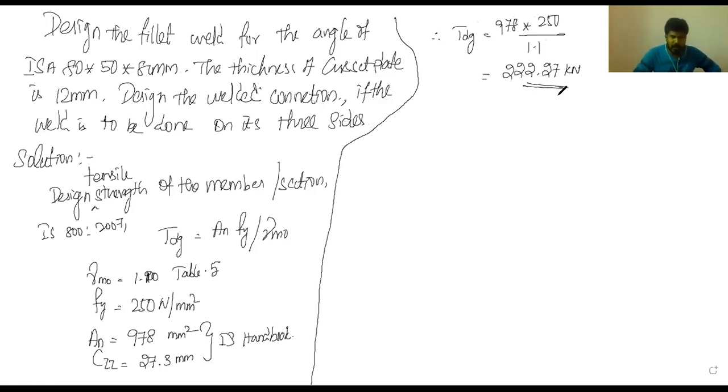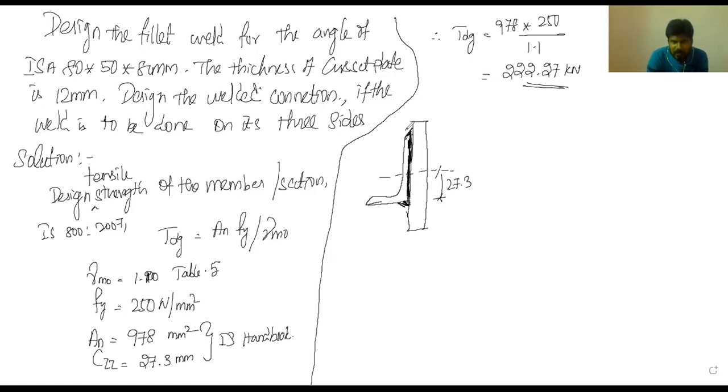Now, we have to calculate the design strength, which means we have to calculate the length of the weld. We already said that here it is a gusset plate, and here we connected the angle section. Here we are going to do the weld, and here we are going to do the weld. This is our CG section, 27.3. Next, here also we have to do the weld, so all the three sides.